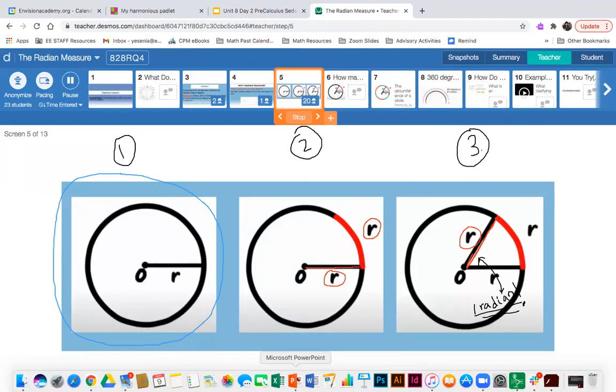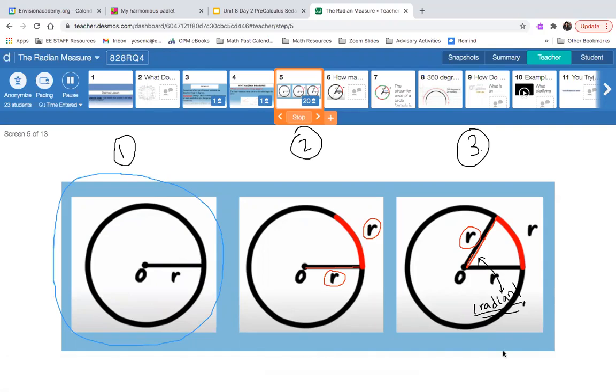And whatever that angle is, that angle that we made when we created that arc length, that is called 1 radian. So that is how we define 1 radian. And we're going to see how that's related to degrees, or how we can even convert from degrees to radians in a bit. But I just want to make sure that we're okay with this process, and we'll have some time for questions as well, but feel free to ask them in the chat.